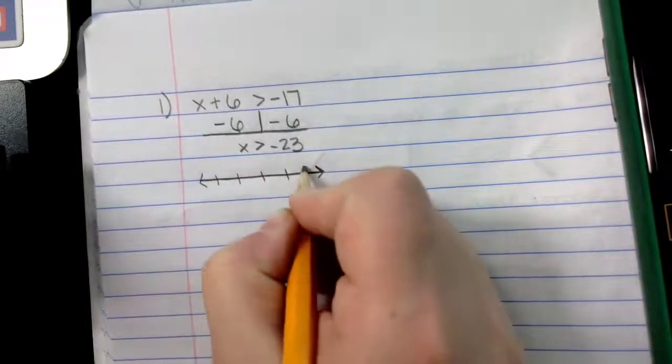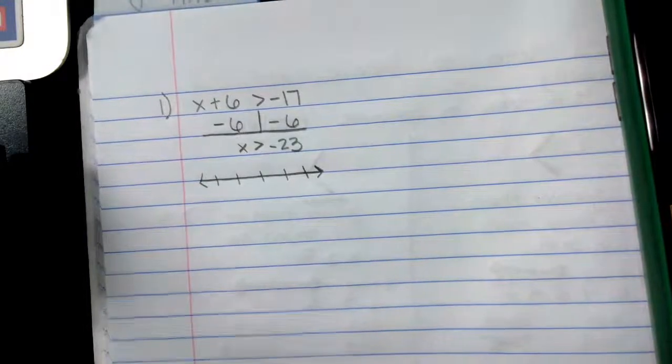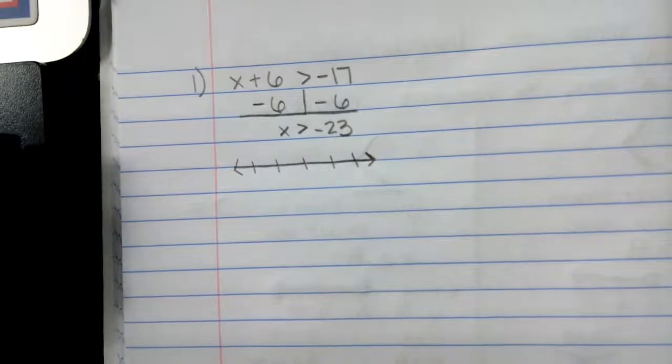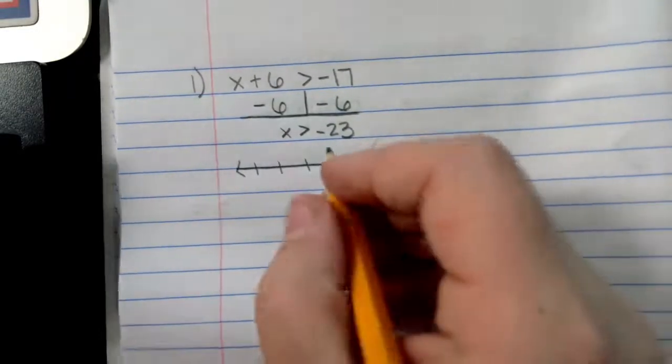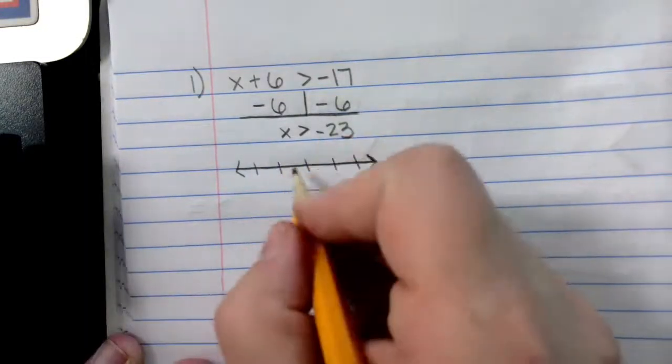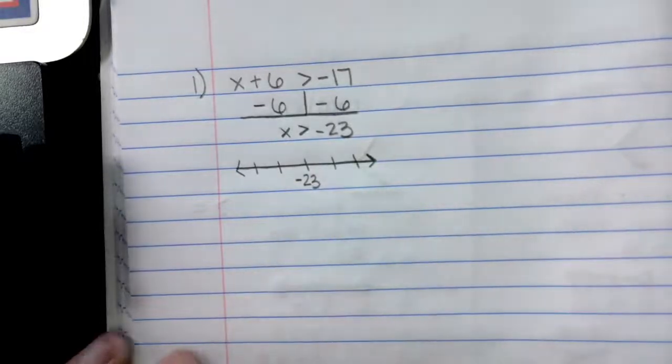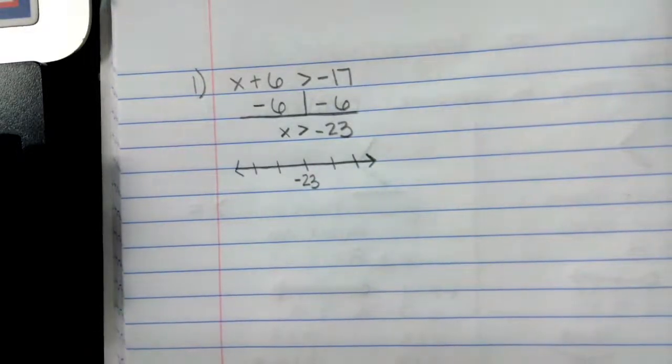So with negative numbers, we have to be really careful with how we do our number lines. I still goof this up to this day. This is something that I still have to think of. So negative 23 is going to be in the middle. Which direction is 0? Is 0 going to be to the left or to the right? To the right.